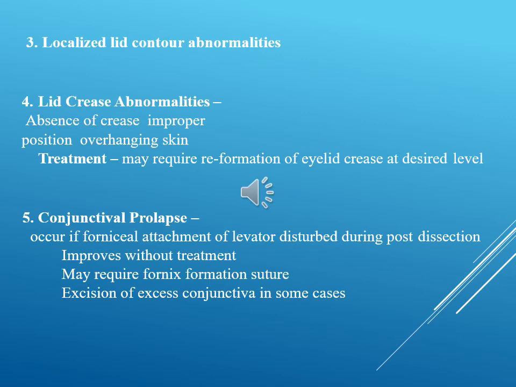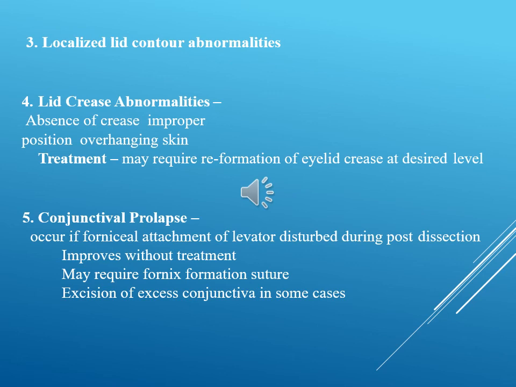Now, the next complication which can occur is localized lid contour abnormalities. Following this, we have lid crease abnormalities. Now, a lid crease abnormality is when there is an absence of the lid crease, and this occurs due to improper positioning or overhanging of the skin. And the treatment for the lid crease abnormalities is that it may require reformation of the eyelid crease at the desired level.